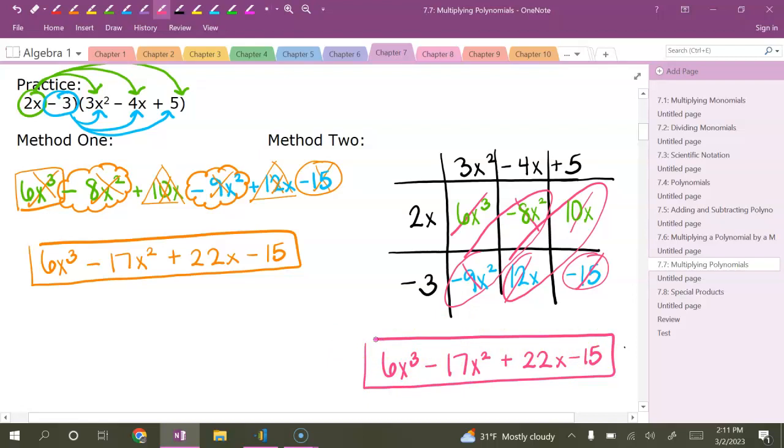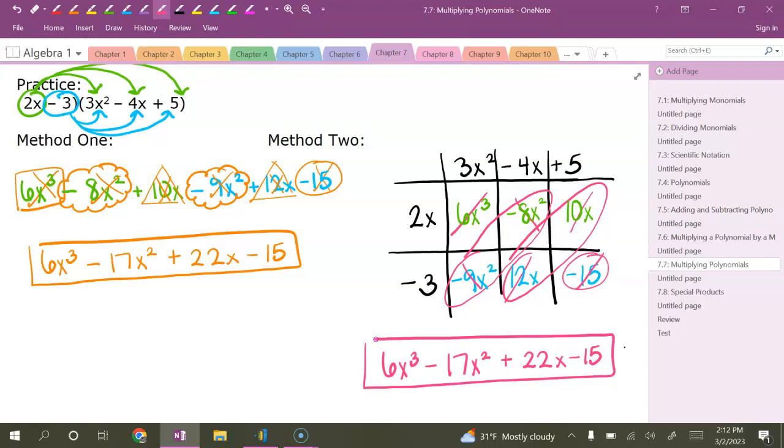So now that you've seen both methods, hopefully you have one that you prefer, or that you at least think is a little bit easier or more manageable. As we get going in these next couple of problems, you can decide what method you want to use. If you want to keep using the distributive property because you're so used to that, that's fine. If you really like the box method that I've shown you, you can use that method too.